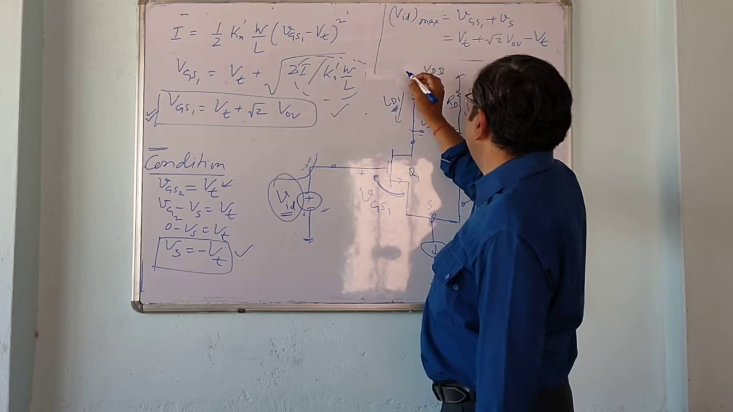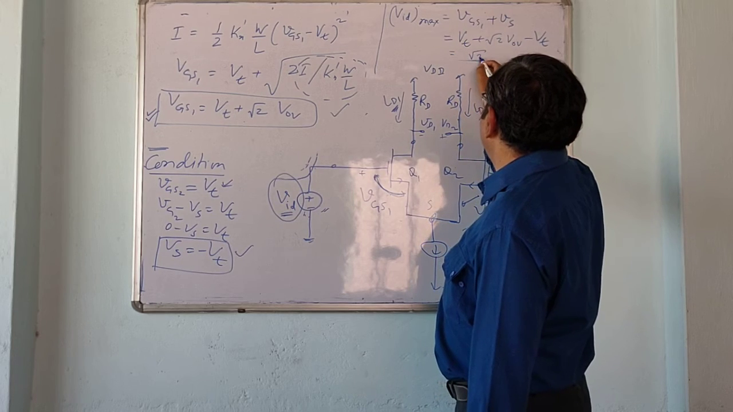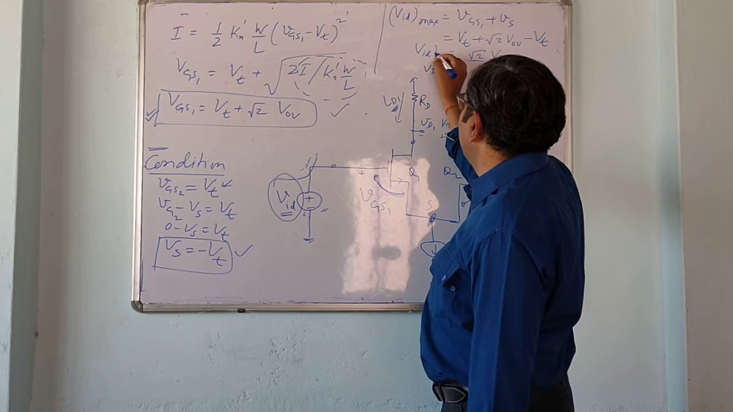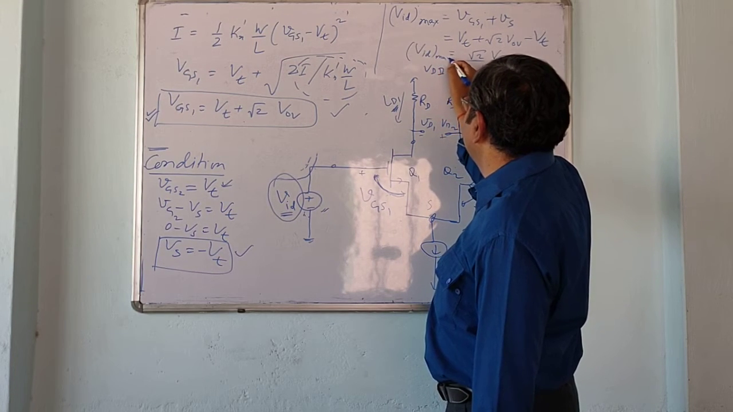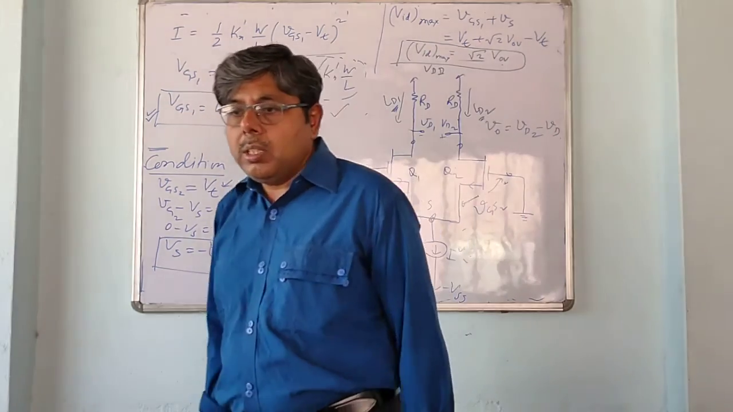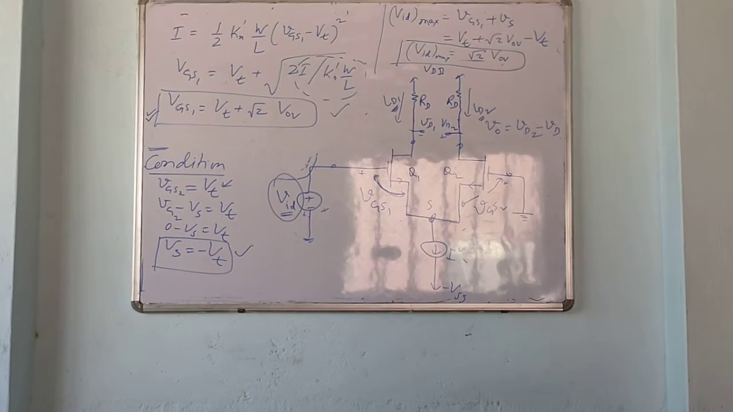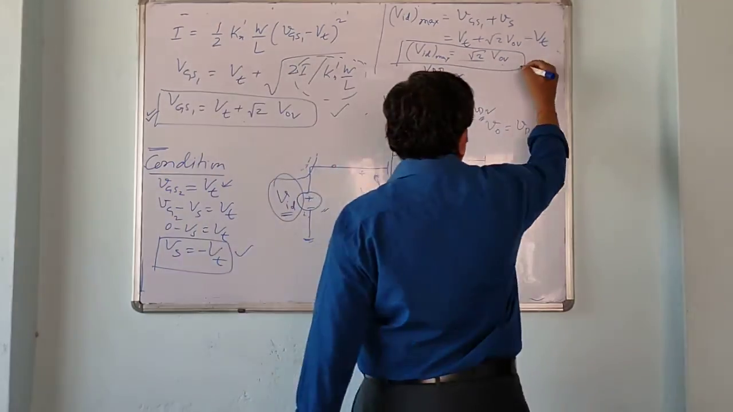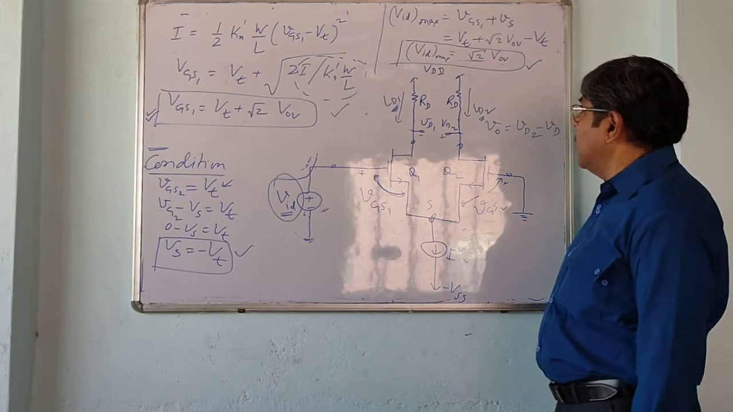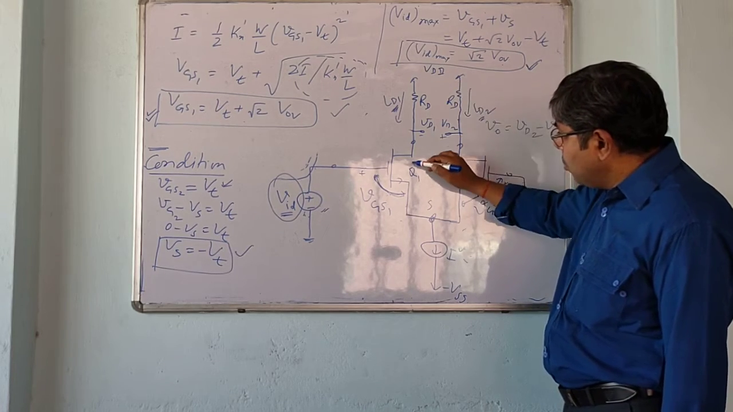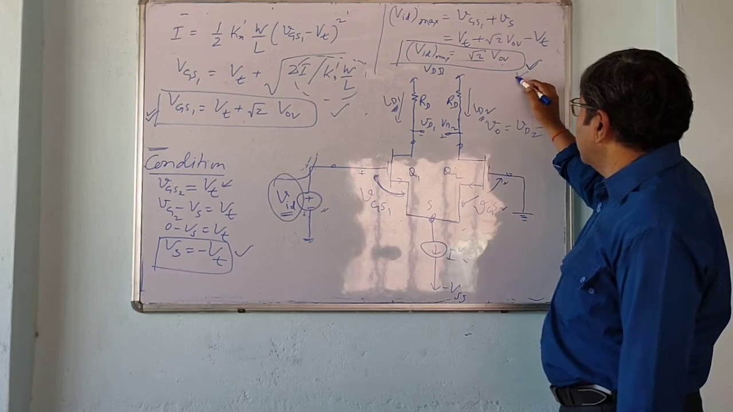So what is the maximum value? This is simply under root 2 VOV. So this is the maximum value of differential input in one direction. Means when the value of this differential input becomes under root 2 VOV, then the whole of the current will flow through this transistor. This is the maximum value of it.